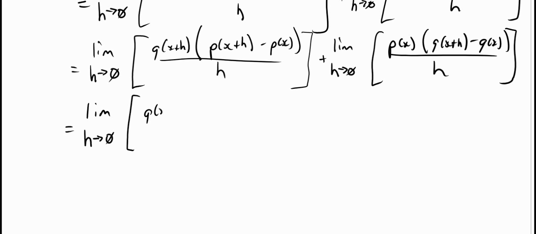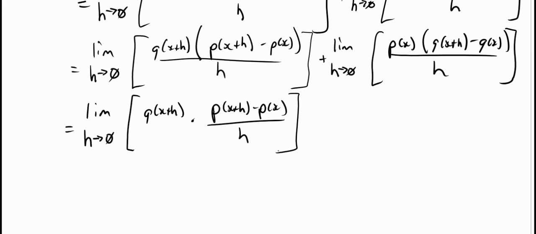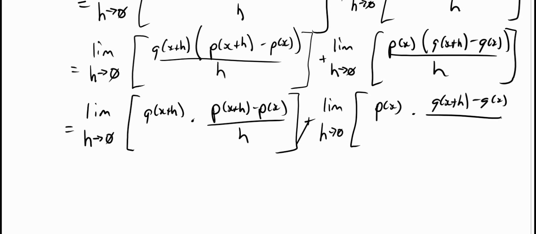Okay, so this is q at x plus h times p at x plus h minus p at x over h. So what does that look like? That looks like the definition of a derivative just for p, times, and this looks like the definition of the derivative just for q, which is what we're moving towards. That's what we want to get.